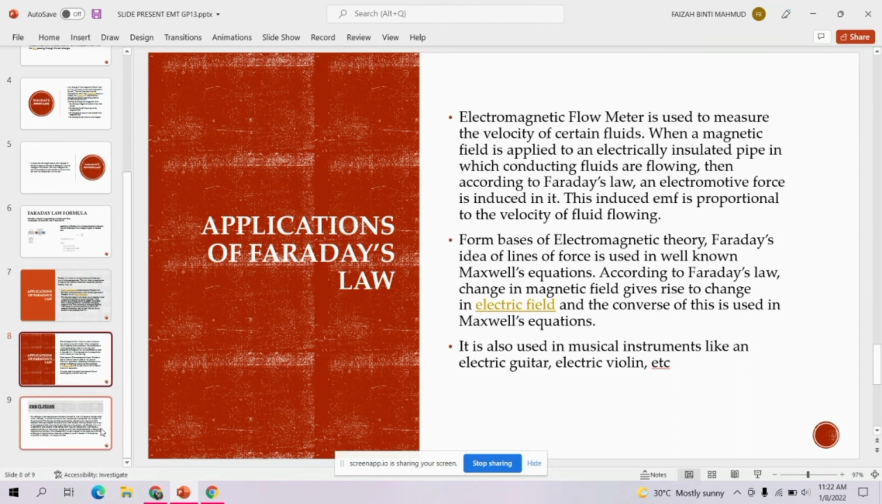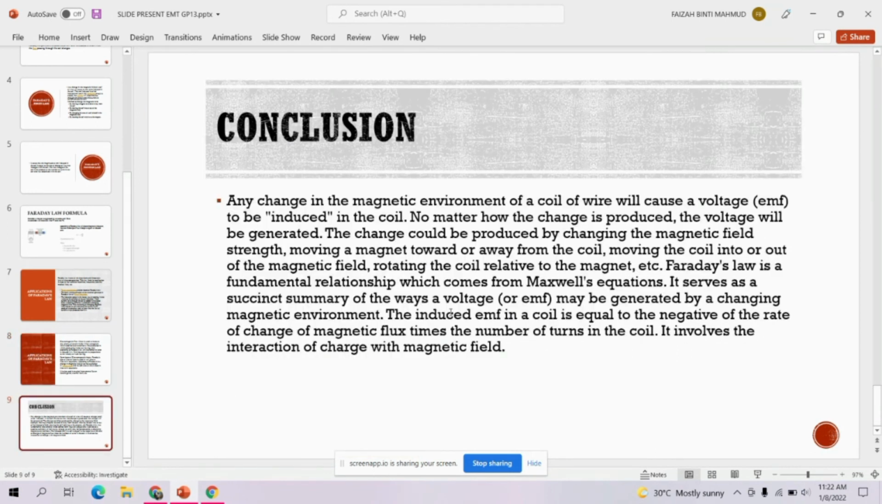As a conclusion, any change in the magnetic environment of a coil of wire will cause a voltage (EMF) to be induced in the coil. No matter how the change is produced, the voltage will be generated. The change could be produced by changing the magnetic field strength, moving a magnet toward or away from the coil, moving the coil into or out of the magnetic field, or rotating the coil relative to the magnet.